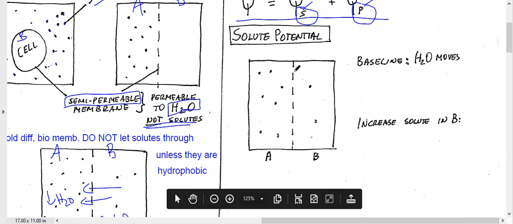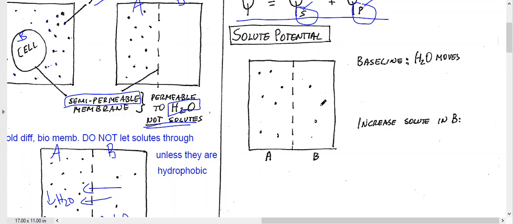Here's our semi-permeable membrane. Side A has more solute, side B has less solute. So without doing anything here, the default, the baseline, is for water to move from a high to a low concentration. I'll put the brackets there, that just means concentration. So in this case, water is going to move from side B to side A. That is the default, right?